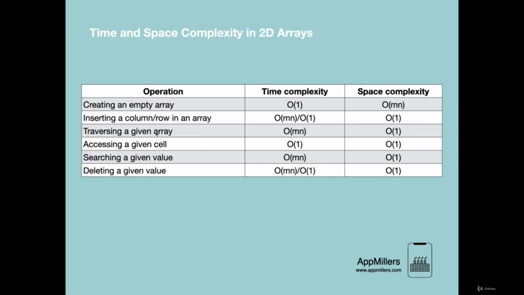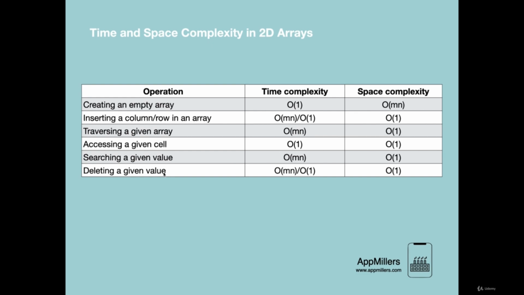Then accessing a given value. We know that accessing a given value in an array is very efficient. That's why the time complexity is constant time and the space complexity is also constant. Because based on index, we can straight away identify the location of any given element in an array. So this will not take too much time to access this element over here.